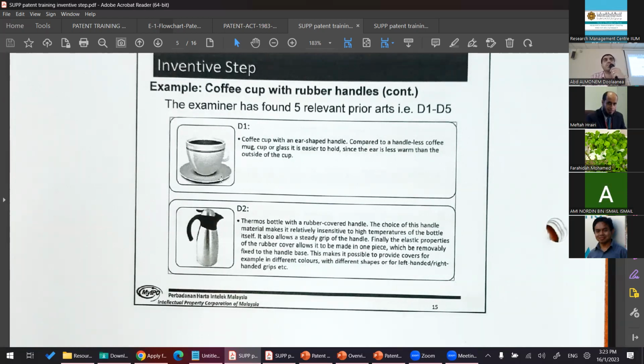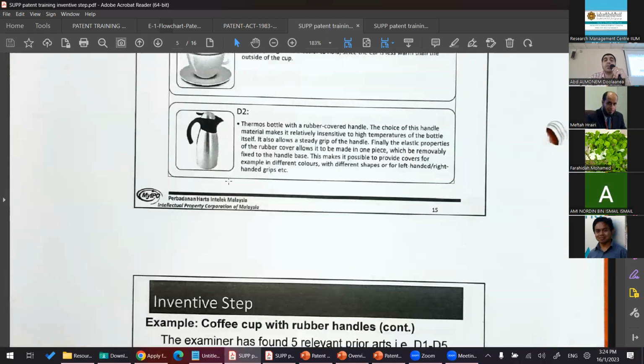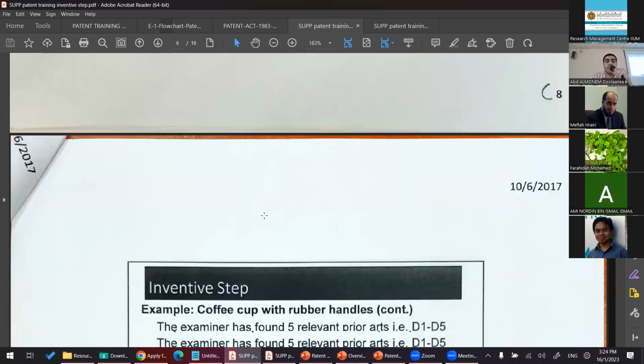So what do you think? Is it obvious? If you found these 5 prior arts, can you easily see that basically anyone can make this from rubber to avoid slipperiness, because someone has used rubber before for that? Do you think it's inventive or not? Obvious or inventive? Obvious means not inventive. Obvious, so meaning that it is not inventive. Okay, let's see the examination.